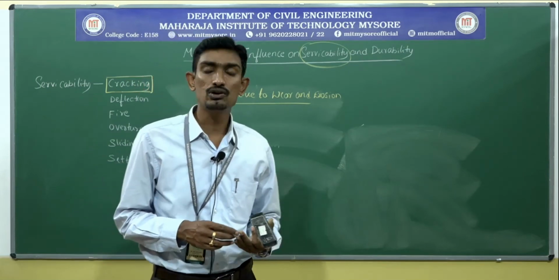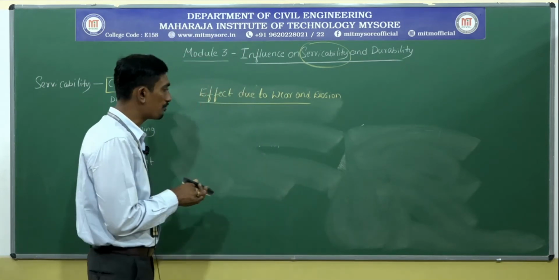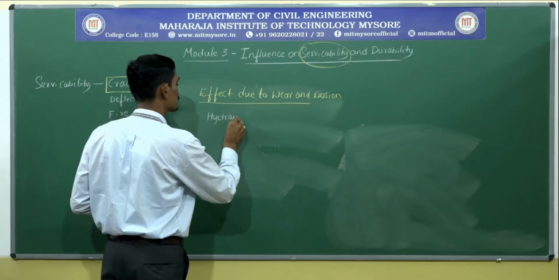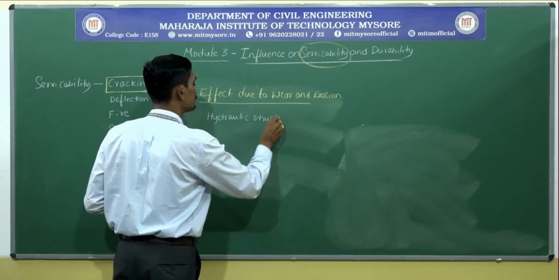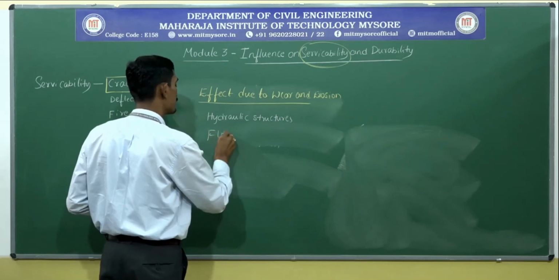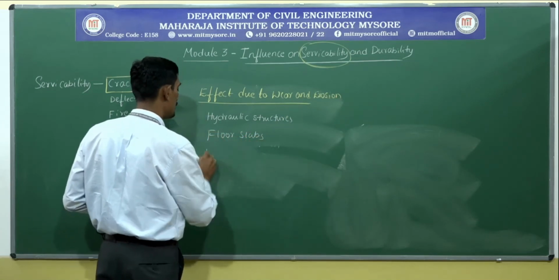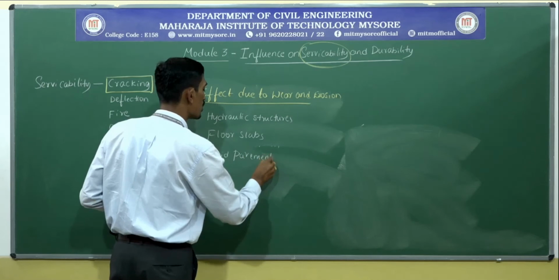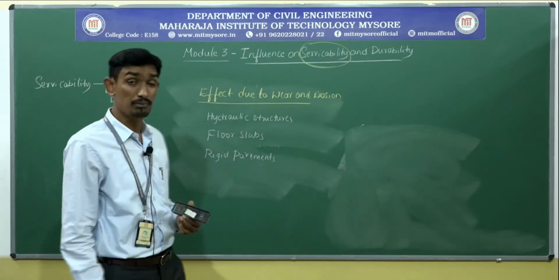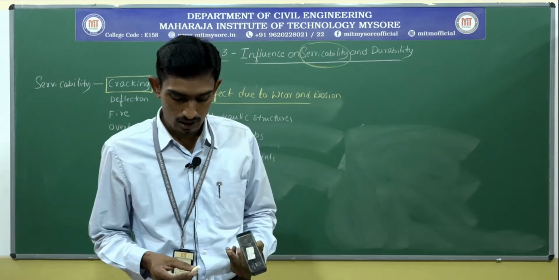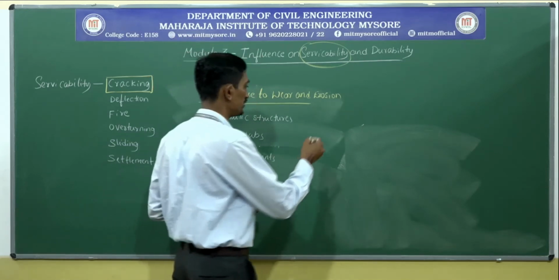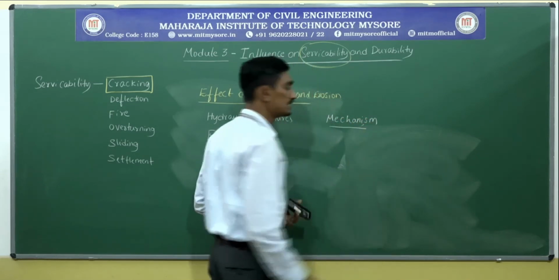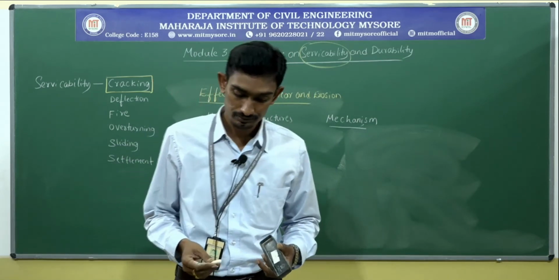Now let us get into the mechanism. This particular problem mainly comes across in hydraulic structures, floor slabs, and rigid pavements. These problems are commonly observed in these structures, majorly in hydraulic structures. Now coming to the mechanism, how exactly this process happens and what the extent of the damage is.